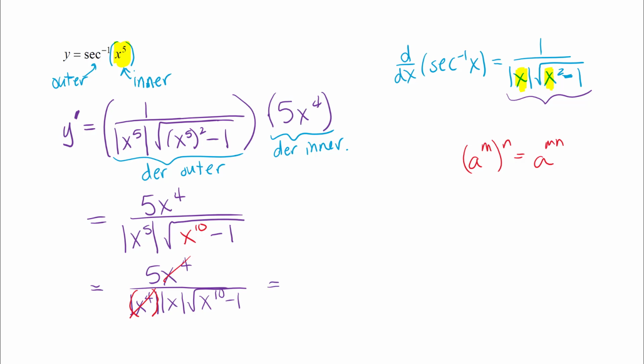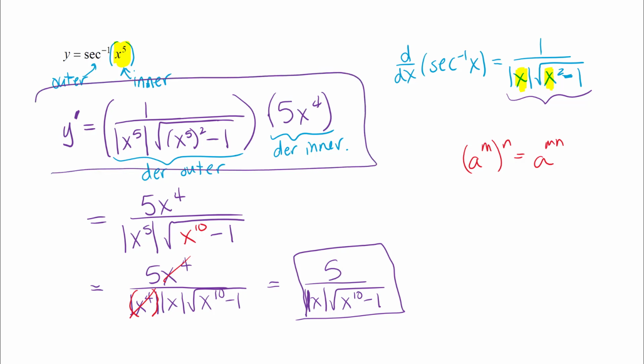So another way I could write my answer is 5 over the absolute value of x times the square root of x to the 10th minus 1. So that is a simplified version of the answer. Don't forget that absolute value there. The thing that I had in my very first step is actually a correct answer as well. It's just not tidied up as much as what I have here at the end.